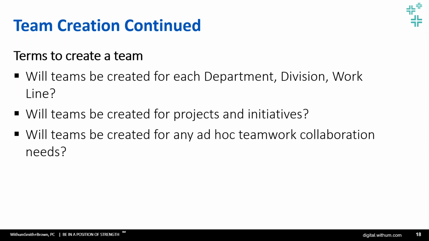Deciding if you're going to go the more prescribed team route, do you want to do it by department, division, work line? Looking at your org chart and thinking about who's actually collaborating will help you. And then are you going to allow just people to ad hoc need teamwork collaboration? So give them a team for some smaller initiative.